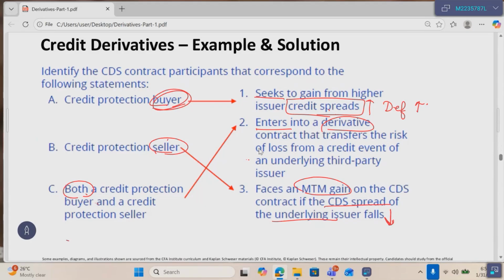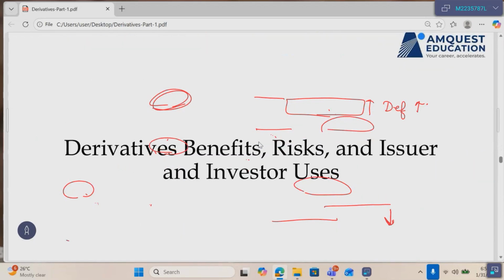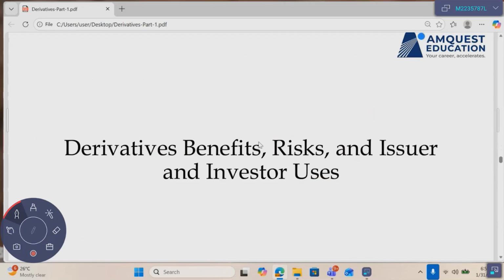But both the buyer and seller are looking to enter into a contract which will transfer the risk of loss from one party to another party. Clear? So we have two people here, a buyer and a seller. Buyer wants protection from spreads going high. Seller will be happy if the spread is low. So this is completely like an insurance contract. Clear? Any questions you guys have? Okay, so that's quite heavy duty.